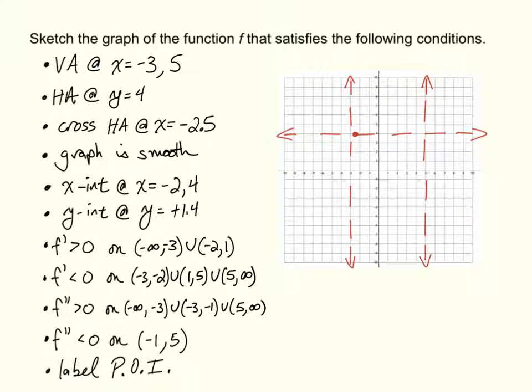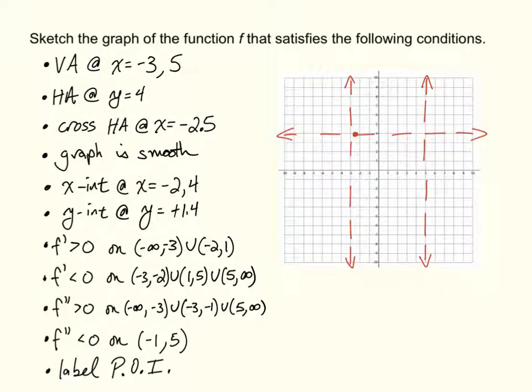The graph is smooth. That's the next bullet here. That just means there are no cusps or sharp turns in this graph. Another way to think about it is that between these two vertical asymptotes and outside of these two vertical asymptotes, the graph is differentiable. It's just not differentiable at these vertical asymptotes.